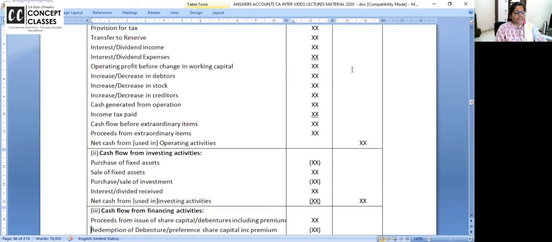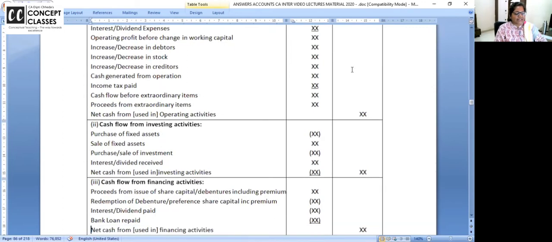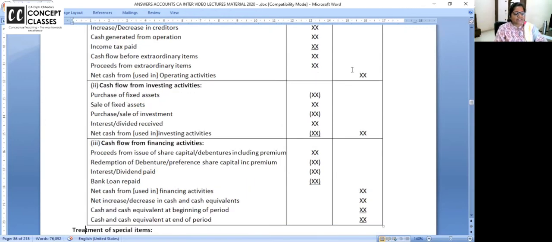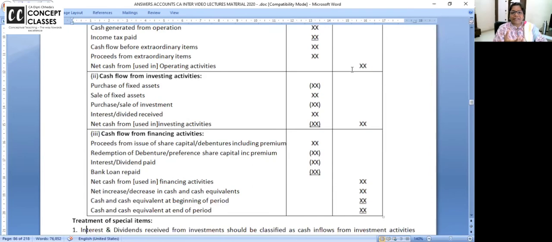After operating activities, we have cash from investing activities. That detail we have seen. If it is purchase of fixed assets, you show outflow. And in the working note, do prepare T format accounts, or you do add less if you're comfortable. Then we have financing activity, where you're getting money from issue of shares, loans, and all that.